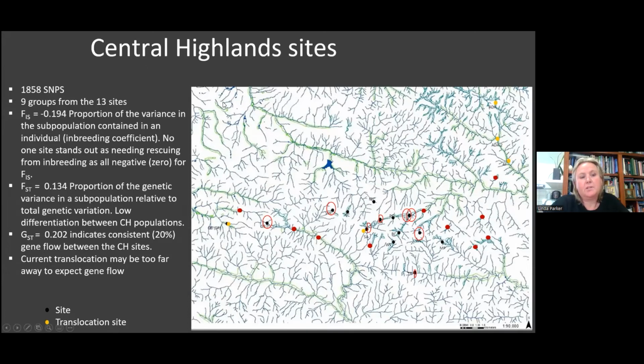Basically, what we found was, of the 9 groups, that no one site needed rescuing from the genetic data. They all seem to be quite stable. The current translocation sites that we've got marked in yellow may be a bit too far away to expect natural gene flow when they do reproduce.